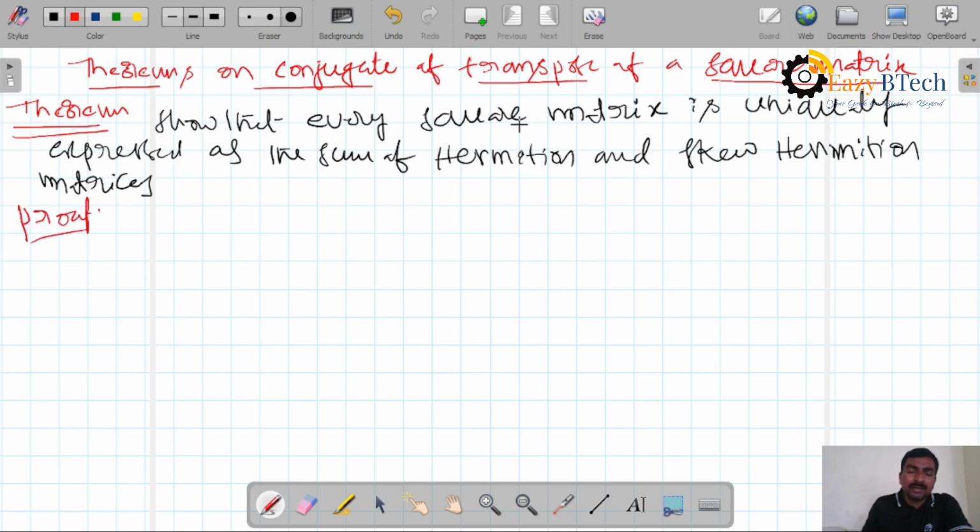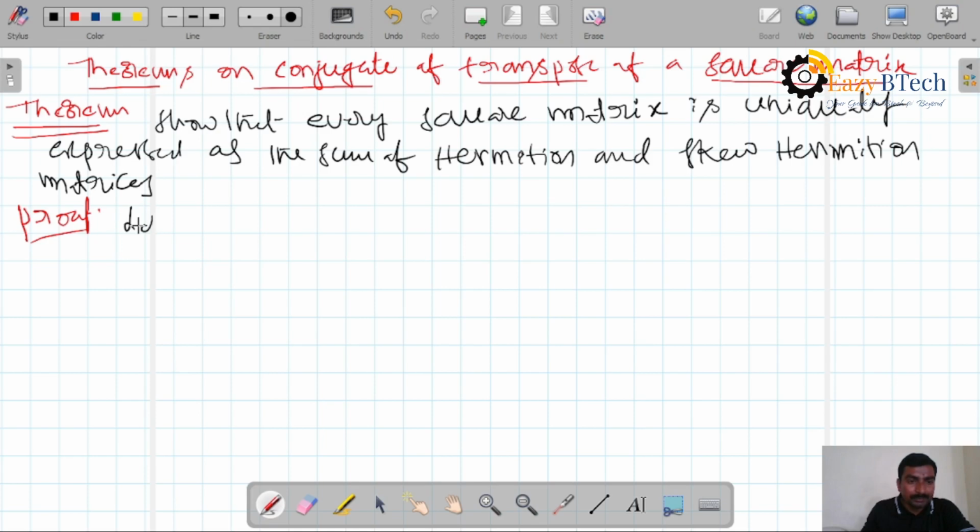Every square matrix, you can take any square matrix, can be expressed uniquely as the sum of Hermitian and skew Hermitian matrices. Already we discussed Hermitian: A power theta equals A. And skew Hermitian: A power theta equals minus A. So this is our theorem. Now we have to prove it. It is very important for our main examination.